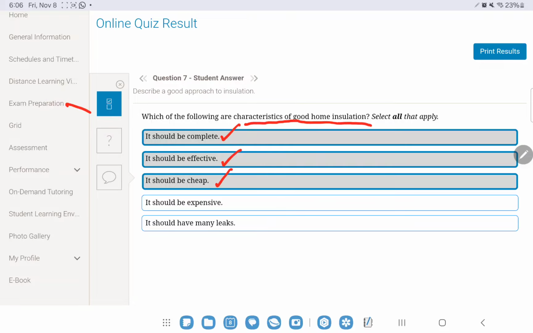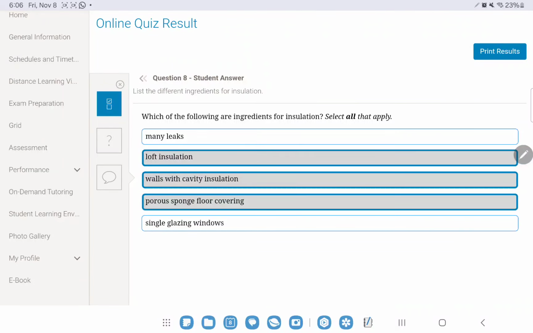It should be cheap. Yes, of course, we don't want to spend too much on good home insulation. It should be expensive? No, definitely not. It should have many leaks? No, you don't want heat leaking out or coolness leaking out. Now let's move on. Last question.